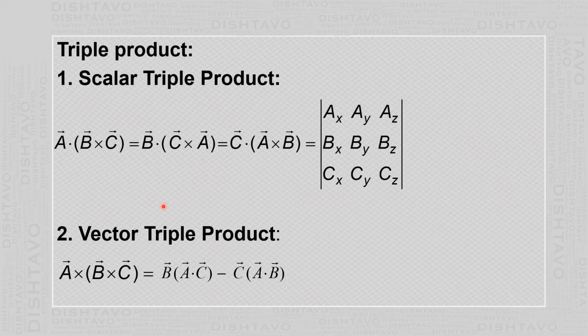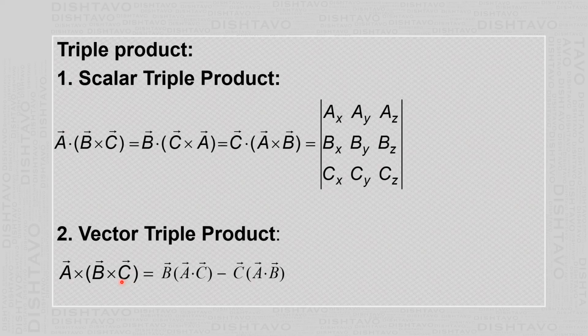Then the second type of triple product is the vector triple product. That means the resulting quantity is a vector quantity. So A cross B cross C. So find out B cross C. Then you take a cross product of that with A. Now this is to be written in the proper order because the cross product is not commutative, and also you have to put a proper bracket. So when you put a bracket here, it means you have to take a cross product of B and C. Then afterwards you take a cross product of A with this resulting vector.